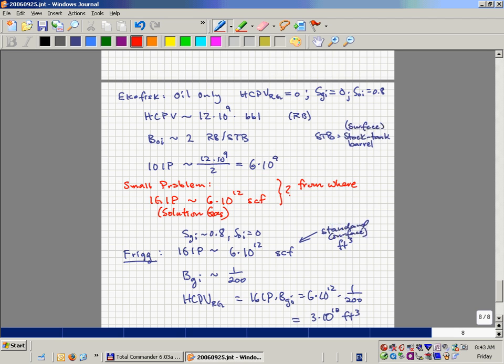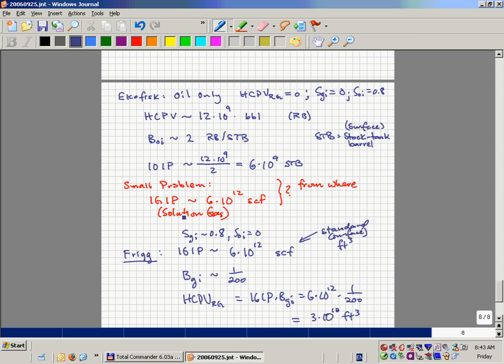You have to be a little bit careful here because I'm mixing units. This is stock tank barrels, so you've got barrels and cubic feet. Actually this number here, 6, should probably be bigger than that. It should probably be something like 9. If it's 9 or 6, it doesn't matter. It's a big number. Okay?